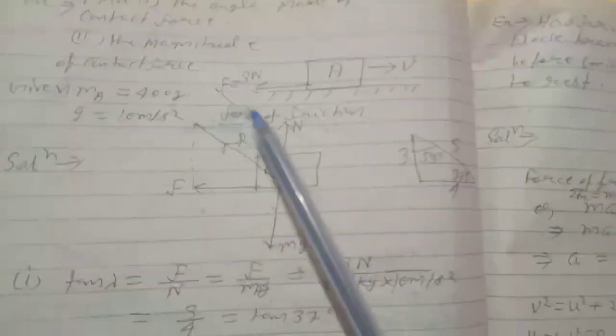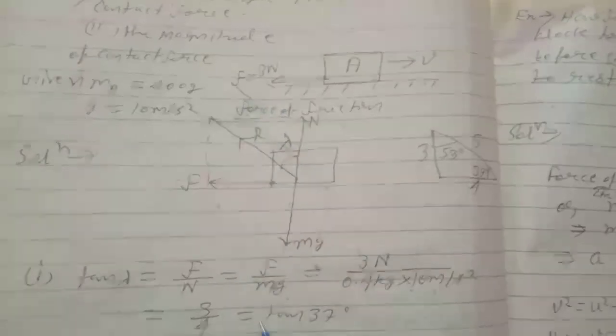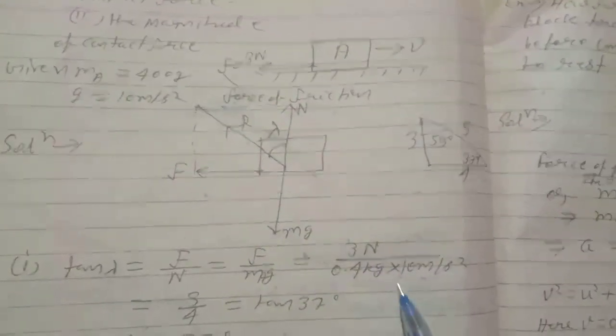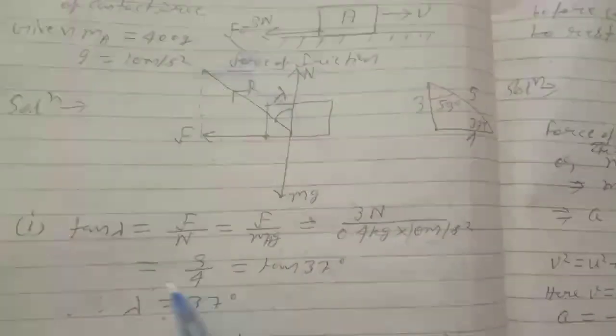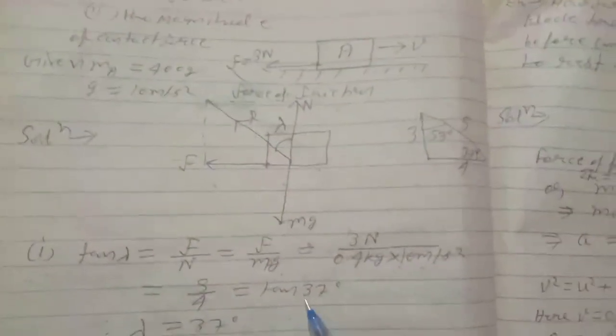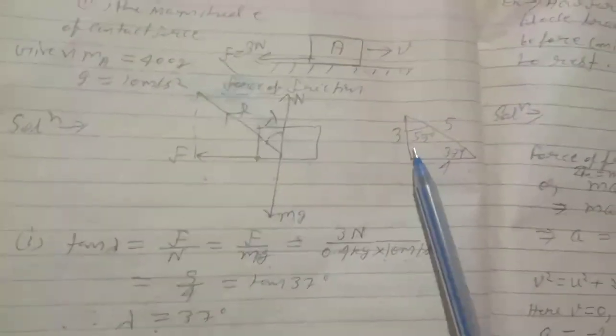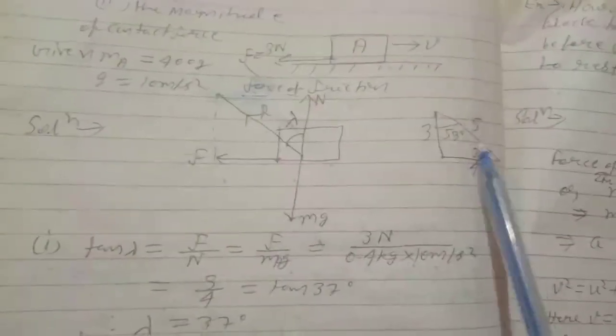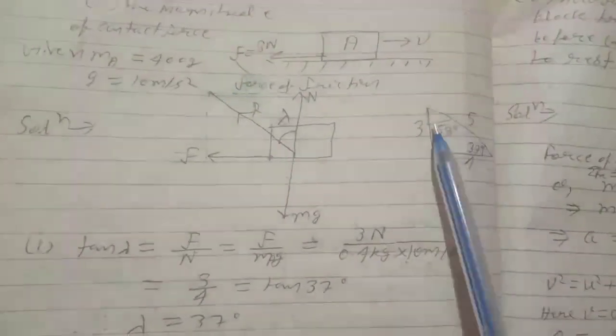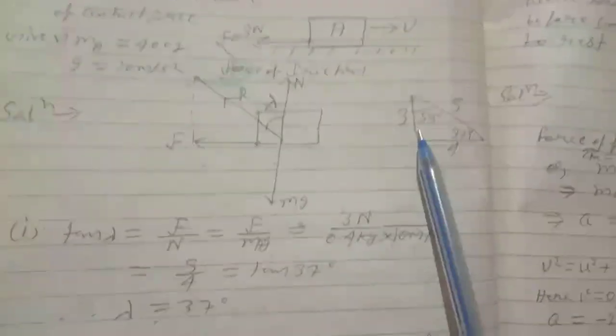The force of friction acting in this case is 3 Newton. So we write 3 Newton divided by 0.4 kg into 10 meter per second square equals 3 by 4, which is equal to tan 37 degree. From this we see that if this is 3, this is 5 and this is 4, then this angle is equal to 37 degree and this angle is equal to 53 degree.